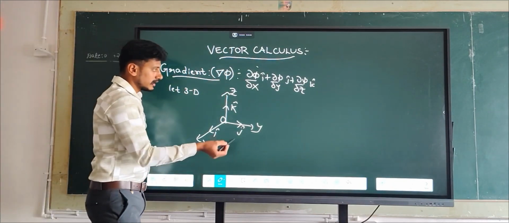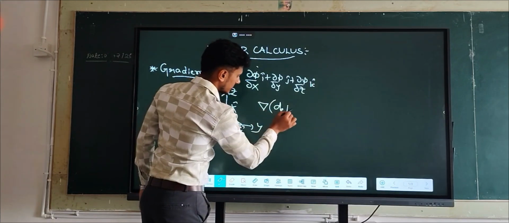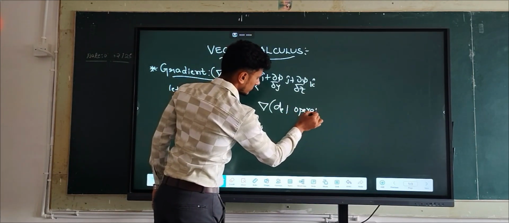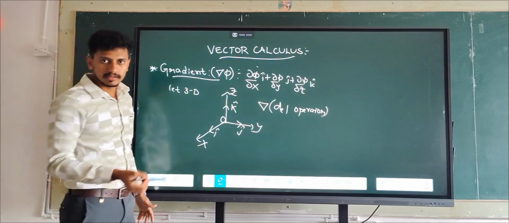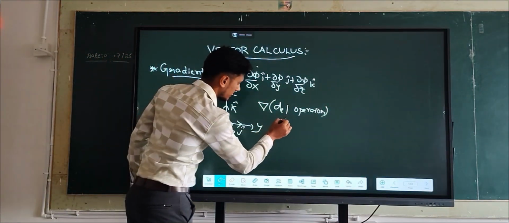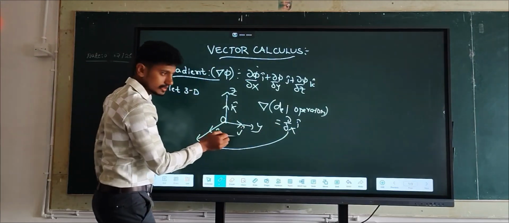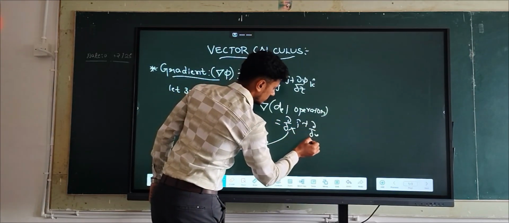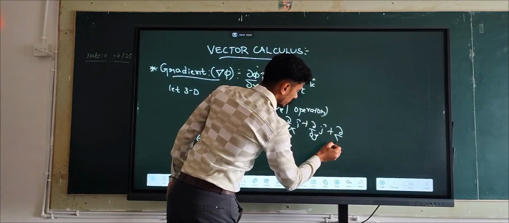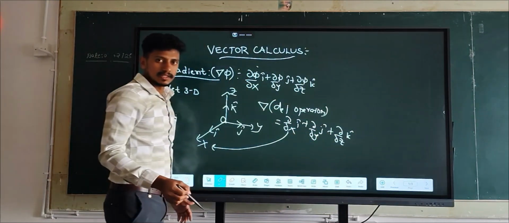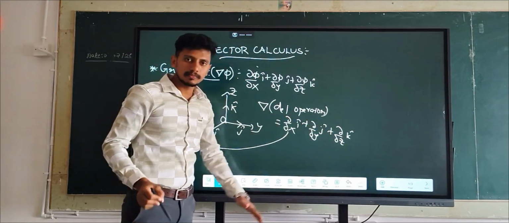See, there is something called the del operator, given by the inverted triangle. In other words, we call that a vector differential operator. The basic definition of this operator is dou by dou x into i cap, with respect to x, plus dou by dou y into j cap, with respect to y, and dou by dou z into k cap, with respect to z.